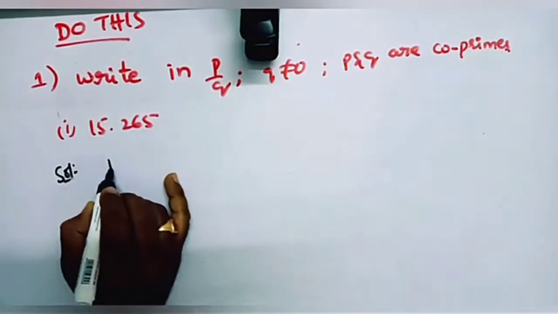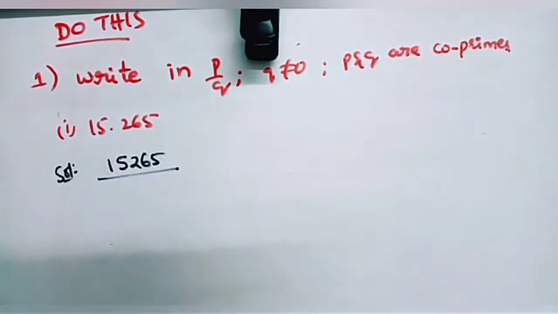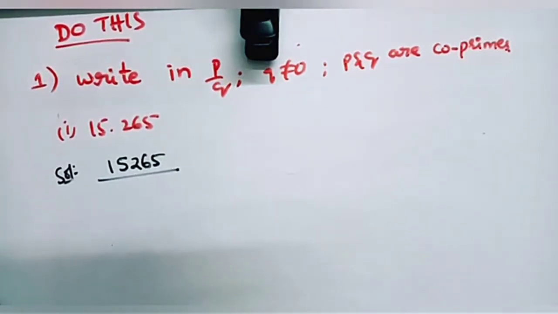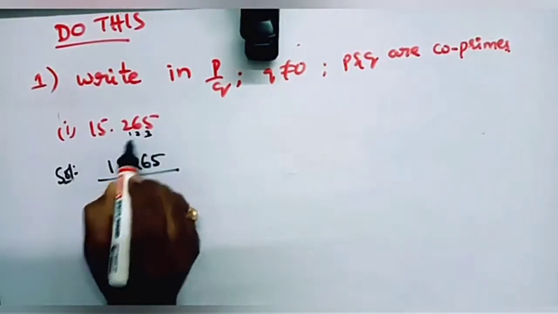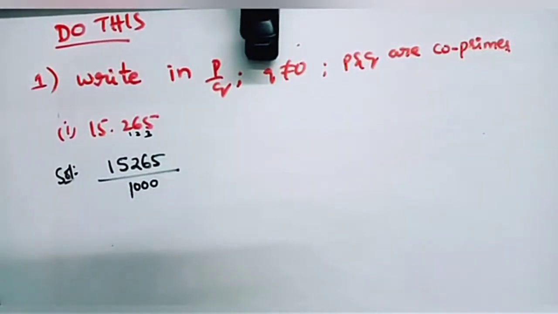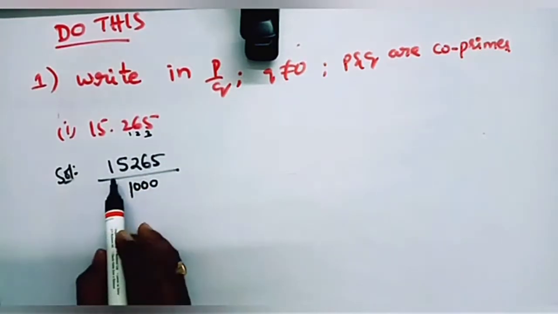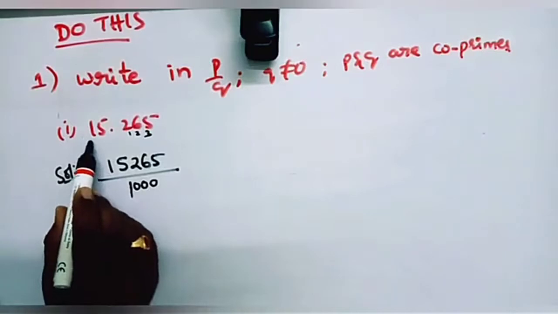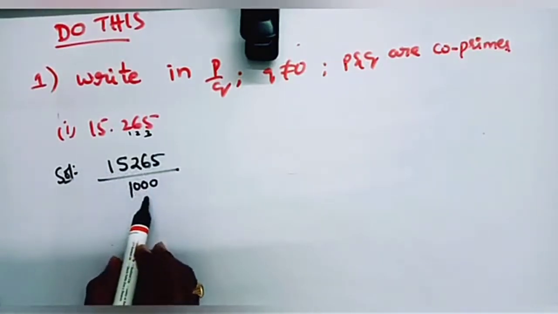The given number is 15.265. First write 15265 as it is, and in the denominator we need to write 10, 100 or 1000. Now count: after the decimal point we have 3 decimal places, so we keep 1000. If we have 2 decimal places, keep 100. If we have 1 decimal place, keep 10. Now we have 3 decimal places, so write down 1000. So for this decimal, the p by q form is 15265 by 1000.